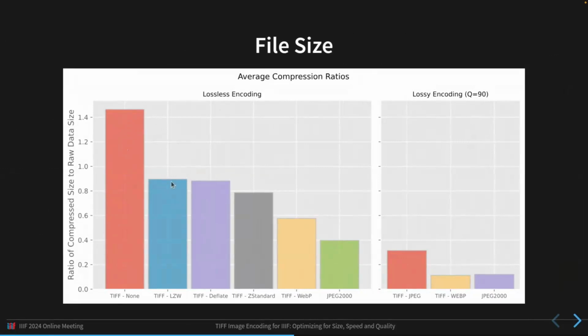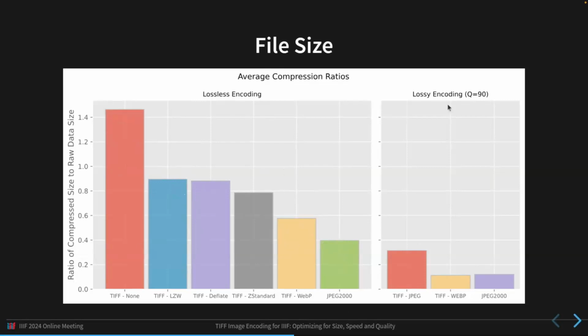You can offset this by compressing, and we can see that LZW and Deflate improve this by about 30%. Z-Standard can do a little bit better, and WebP can do actually really well here. It can compress this right down to about 60% of the original data size. I've included JPEG 2000 just for reference purposes, and we can see that JPEG 2000 lossless is actually very competitive here.